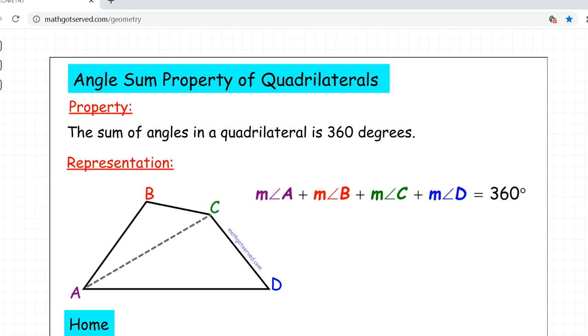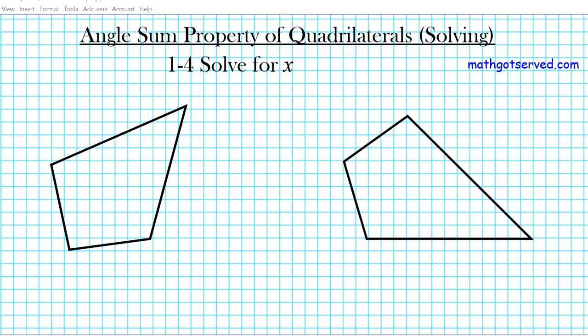All right, now let's take a look at some examples. For questions 1 to 4, we're going to be solving for x. So let's take a look at question number 1. For question 1, let's say we have quadrilateral ABCD, and angle B is unknown, x. Angle A is 86 degrees. Angle D is 105 and angle C is 64 degrees. Okay, so the task here is to find x. So let's go ahead and find x.